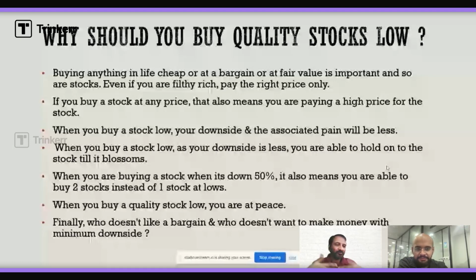Then, as I told you, who doesn't like a bargain? Who doesn't want to buy low? Who doesn't want to go through least tension after buying a stock? See, investing is not everything in life. Okay, you do a lot of things. You meet friends, you go for vacation, you go for marriages. A lot of other things are there in life to be done.